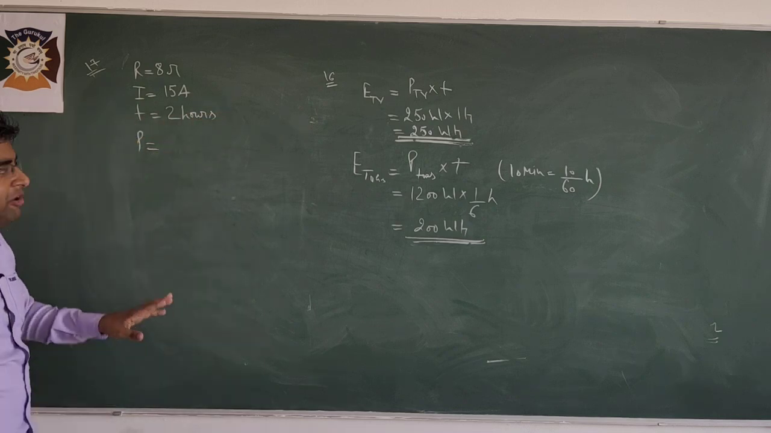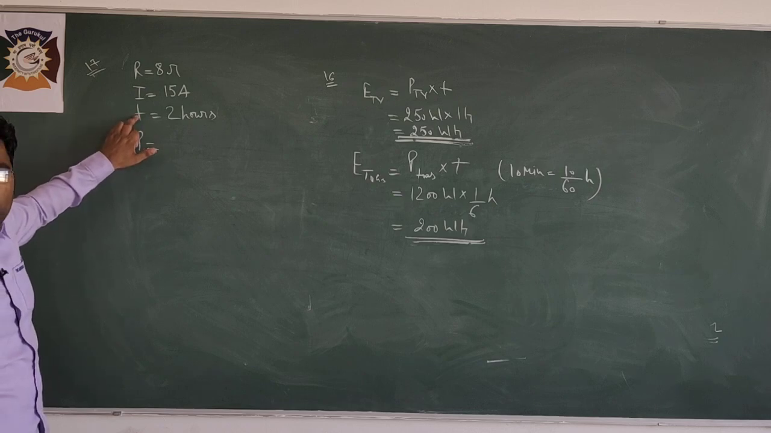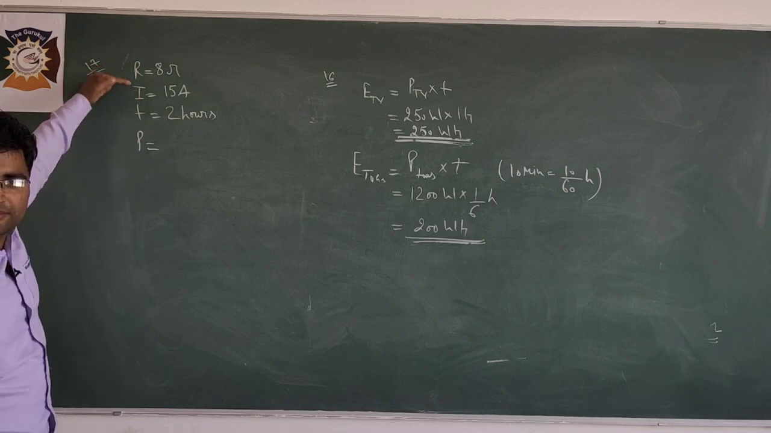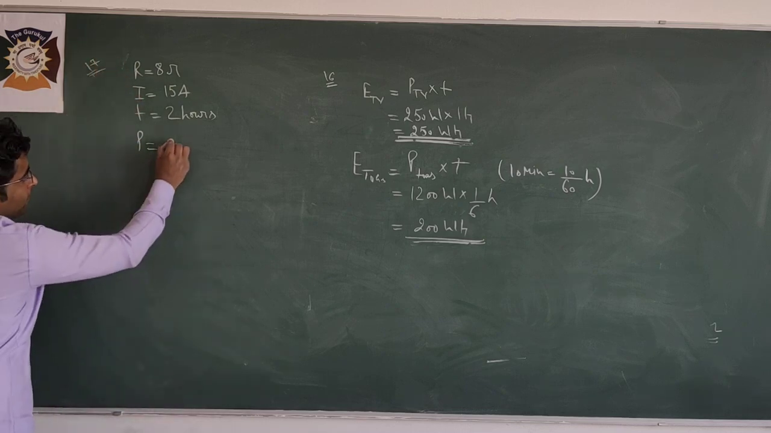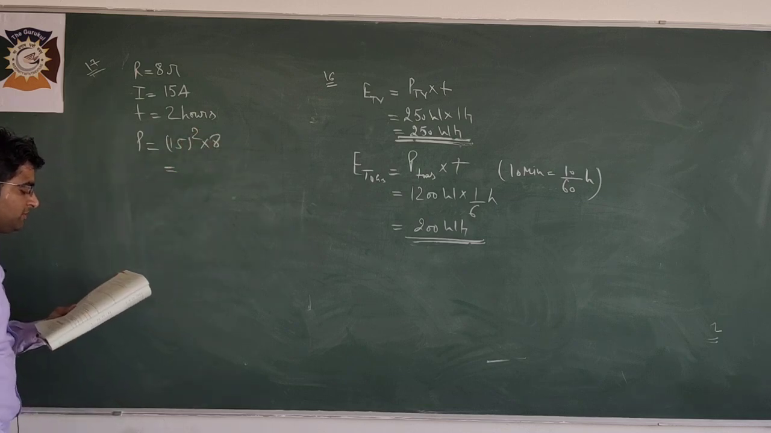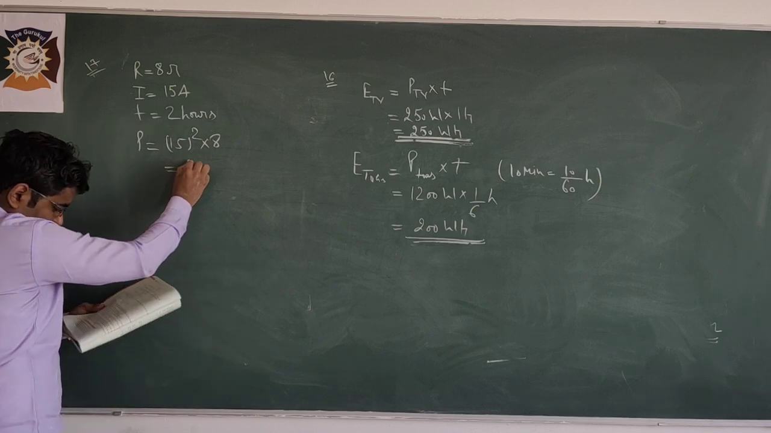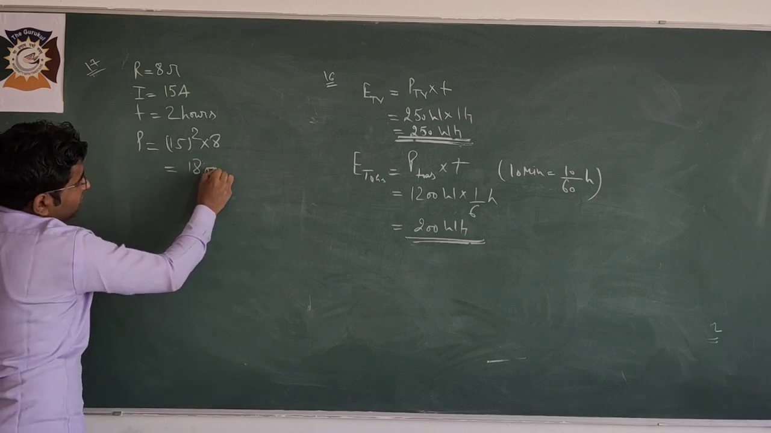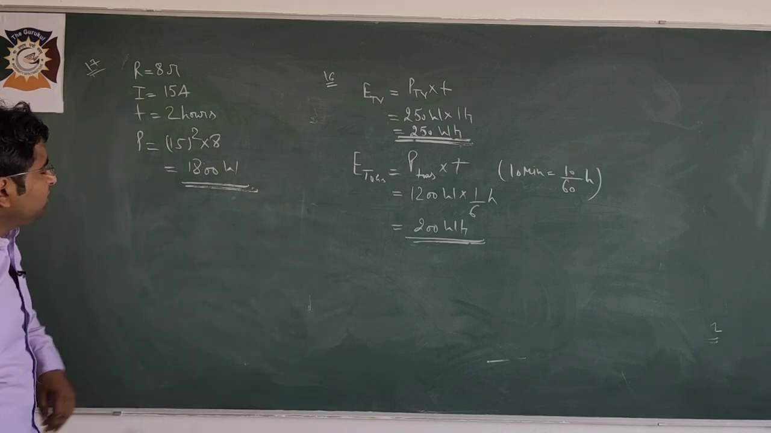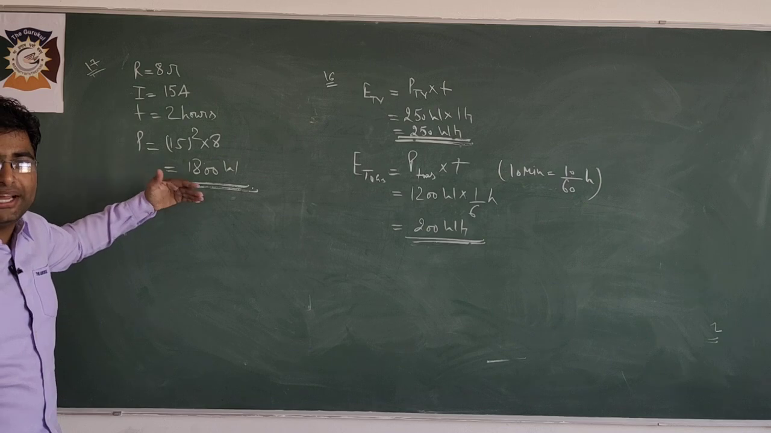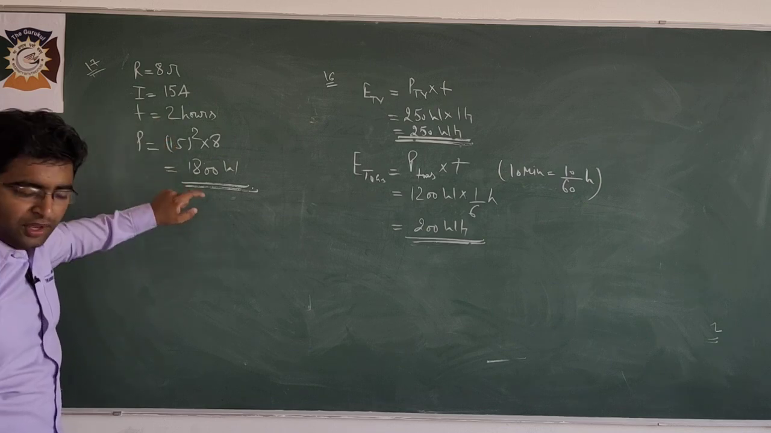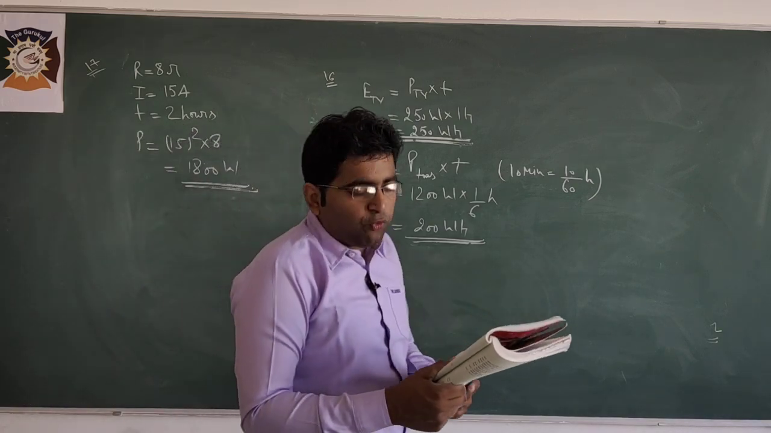If you want to calculate power, then time will not come in the formula for power. Power we can write simply as I square R. So 15 square into R, and it will give approximately 1800 watt. Clear? Students, if in the same question I ask about energy, then you have to multiply time with power. Clear? So last question, students, explain the following.